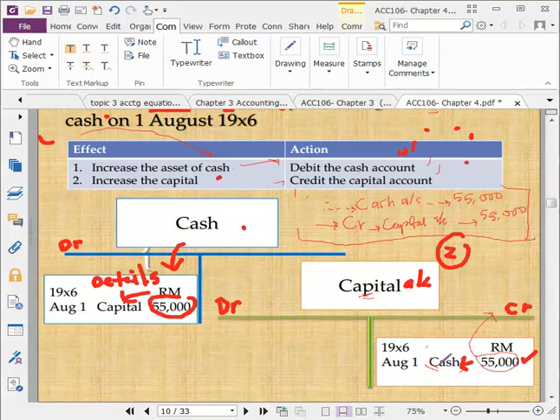Alright, did you remember about this? Can you understand how to open up the T account from the transaction, effects, double entry, and also the T account? Can you remember how to do the T account?